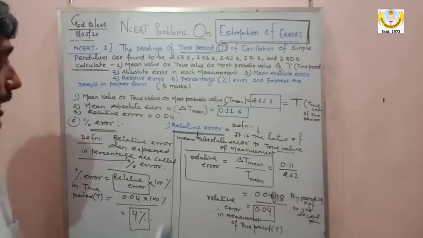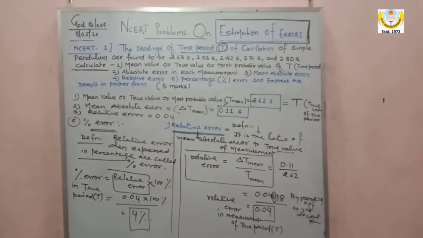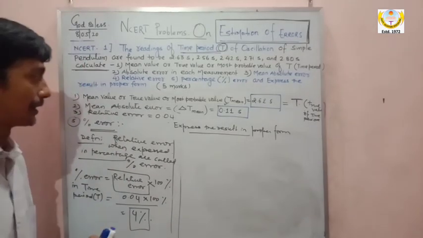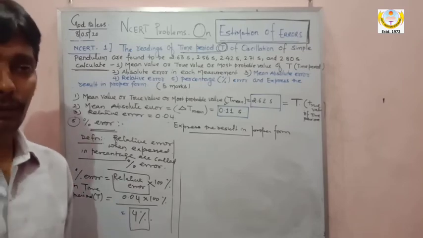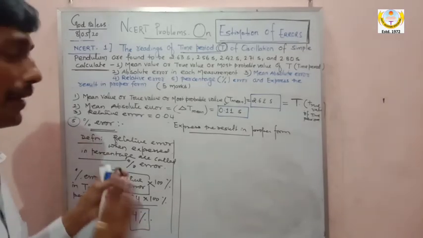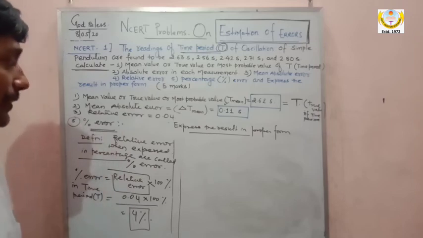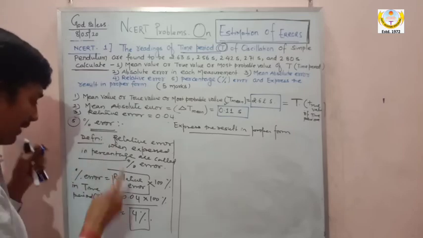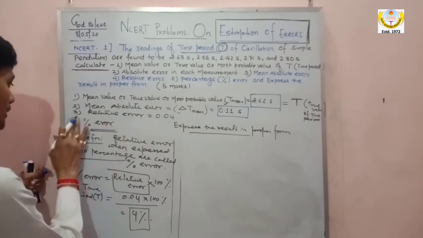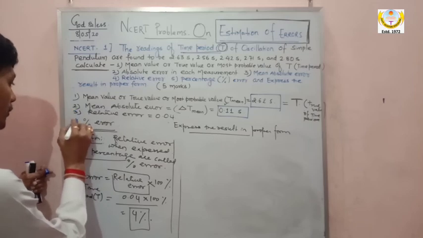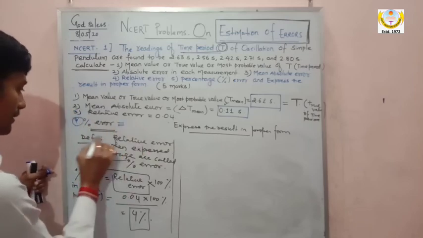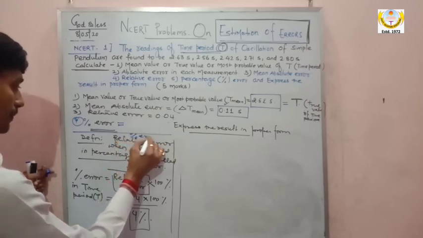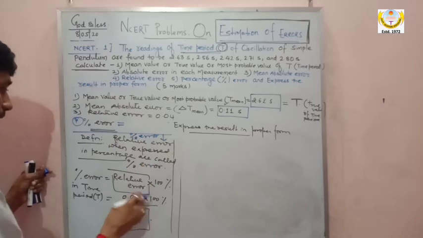Now the last part: express the result in proper form. The question is this now. My dear, the proper form of the result is two-way. One in terms of absolute error, and one in terms of percentage error. So the 1, 2, 3 and 4th is percentage error. I got the answer as... here is the definition of percentage error.